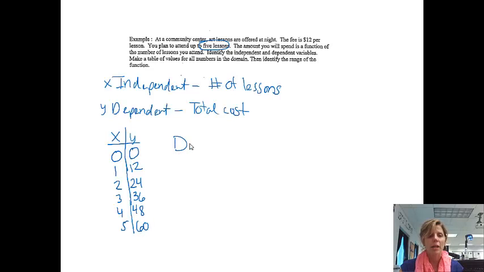So in this situation, the domain was my numbers 0 through 5. Okay, my range, the smallest amount of money that I'd have to pay is 0. The largest amount of money that I'm going to end up spending is 60. So that would be the range of the situation. So hopefully now you can identify independent and dependent variables and find the domain and range of situations.